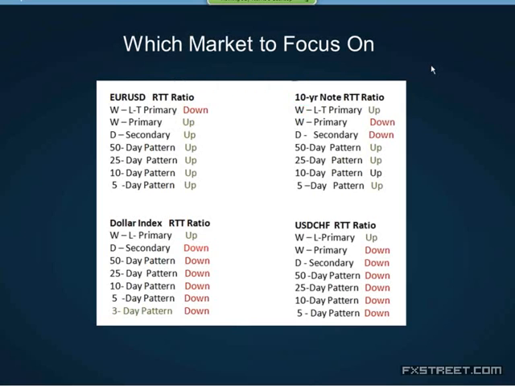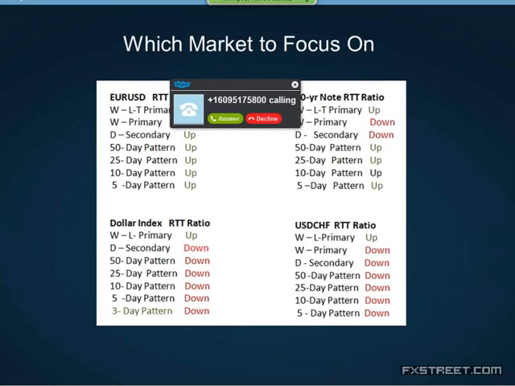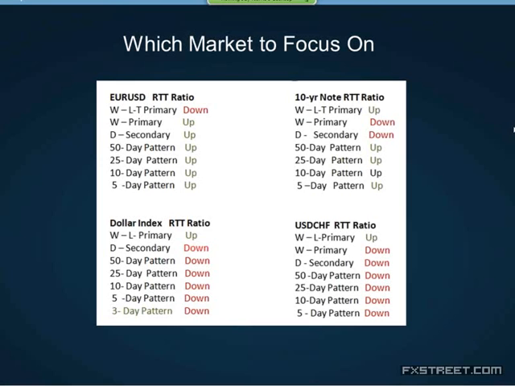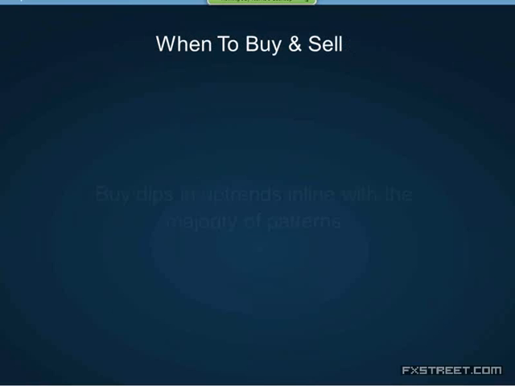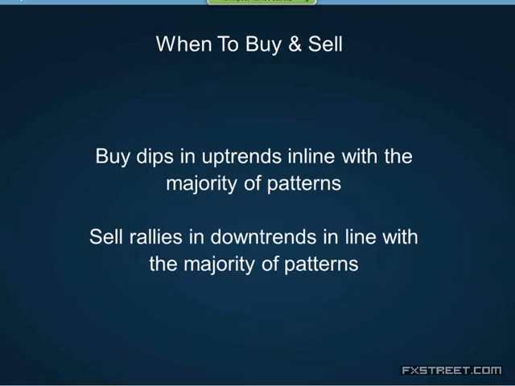So you need to have a static method that's going to tell you which way the market's situated now, so that you can play the odds, the statistics on your side. So how do you do that? Buy dips in uptrends in line with majority patterns, sell rallies in downtrends in line with the majority patterns, right? So it's no secret, that's for sure.